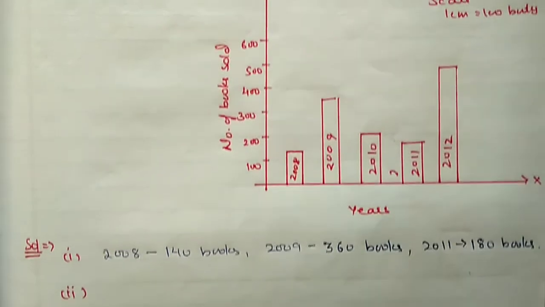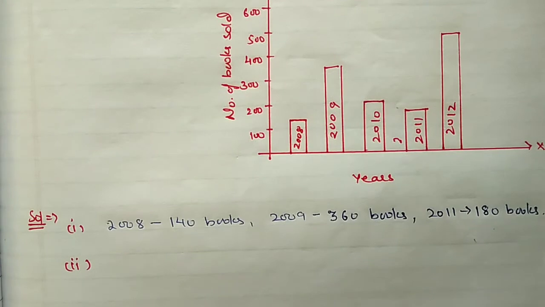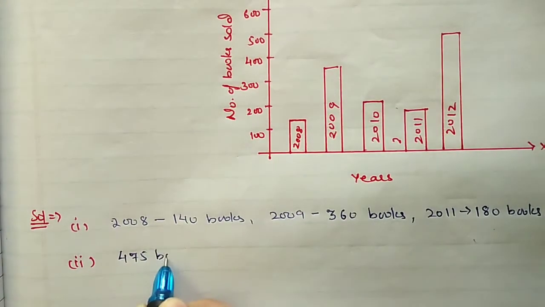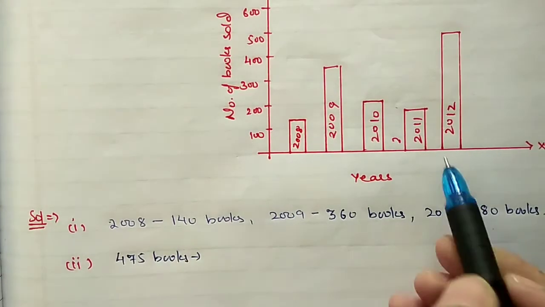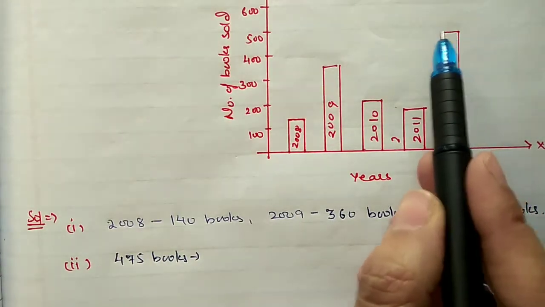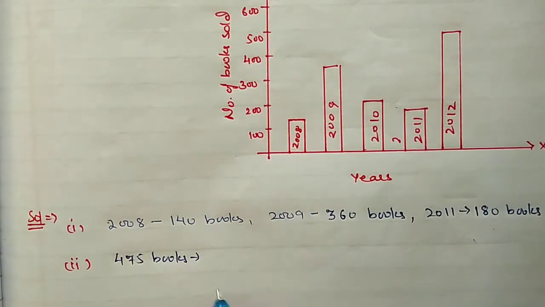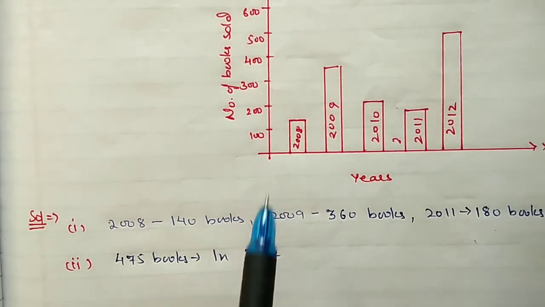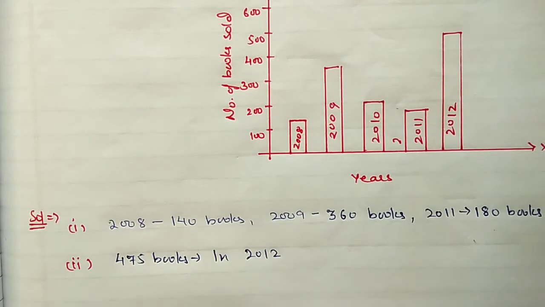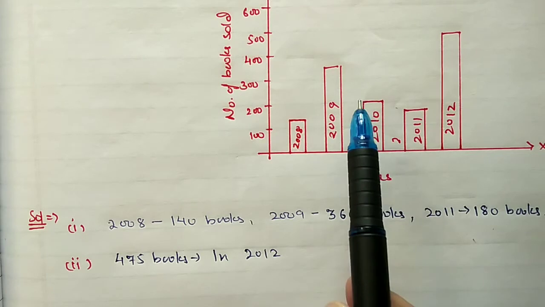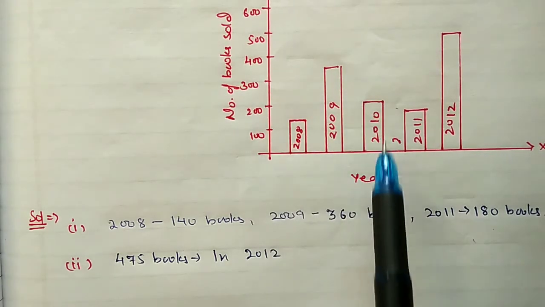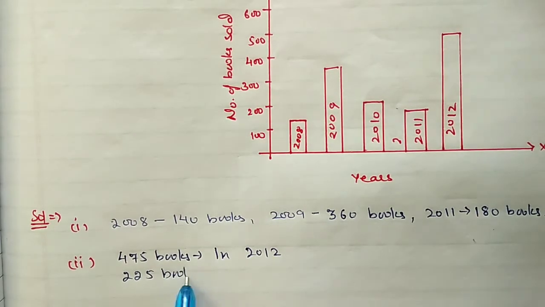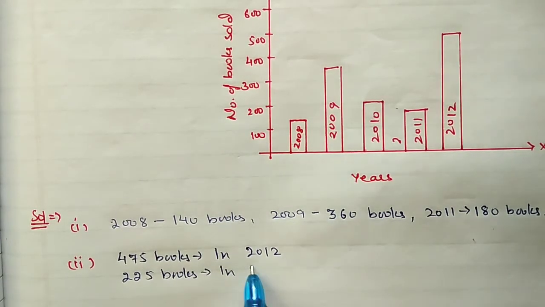Second part, in which year about 475 books sold out. So 475 books, in which year we have to see here. So the highest one is this one only, this is going around nearby 500. So in 2012. Second, in which year 225 books sold out. So 225 books, more than 200, it is coming for 210. So 225 books sold out in 2010.